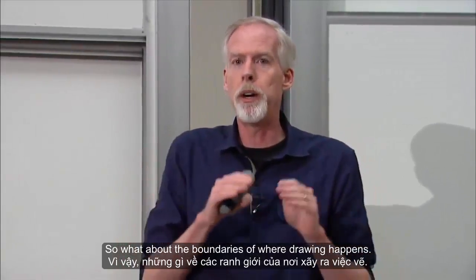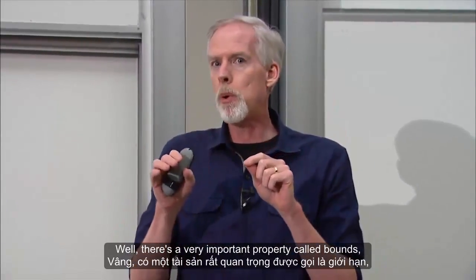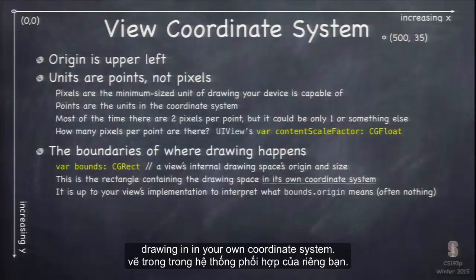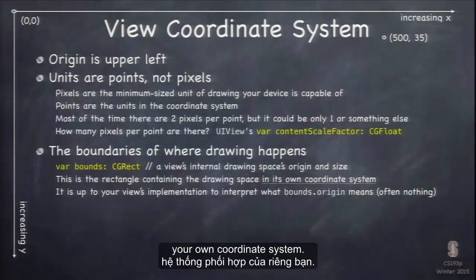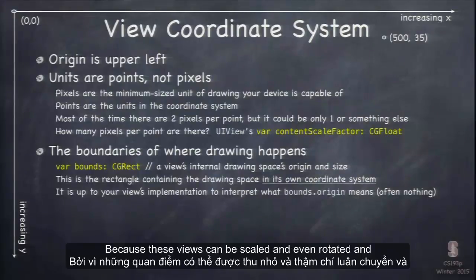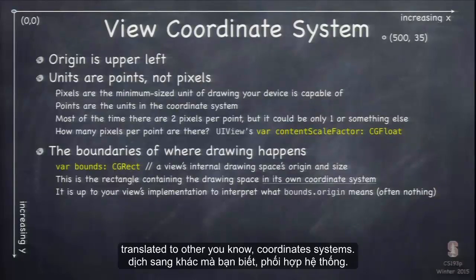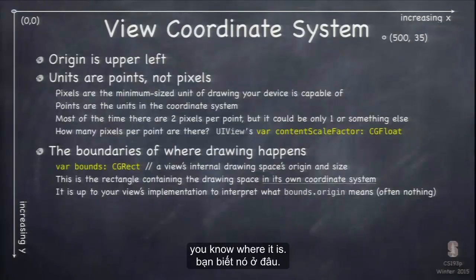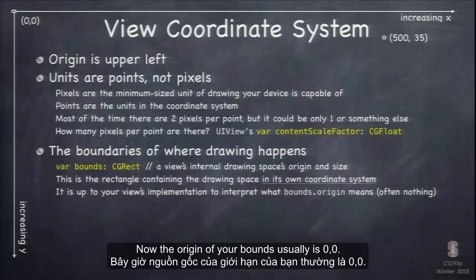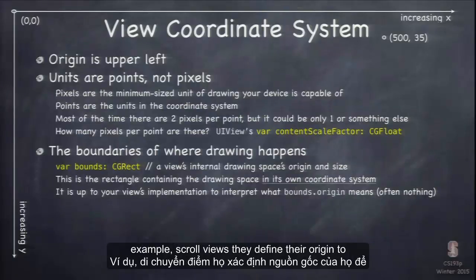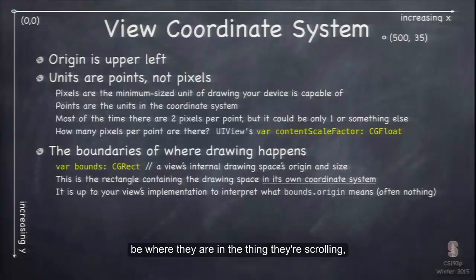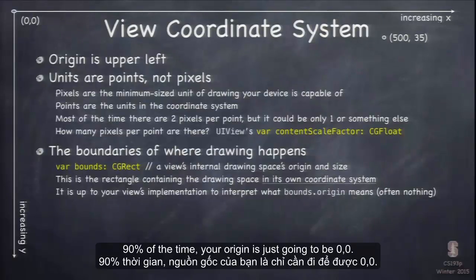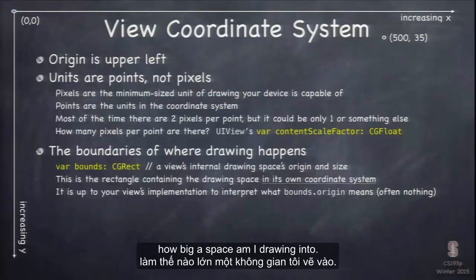So what about the boundaries of where drawing happens? You've got this rectangular area. Well, there's a very important property called bounds, which is a CGRect, which describes the area you're drawing in, in your own coordinate system. It's important that it's in your own coordinate system because these views can be scaled and even rotated and translated to other coordinate systems, but when you're using the bounds and you're drawing yourself, you have this rectangle, you know where it is. Now, the origin of your bounds usually is 0, 0, but you could define it to mean something else. For example, scroll views define their origin to be where they are in the thing they're scrolling. But 90% of the time, your origin is just going to be 0, 0. And so the width and height is what you're going to care about. How big a space am I drawing into?